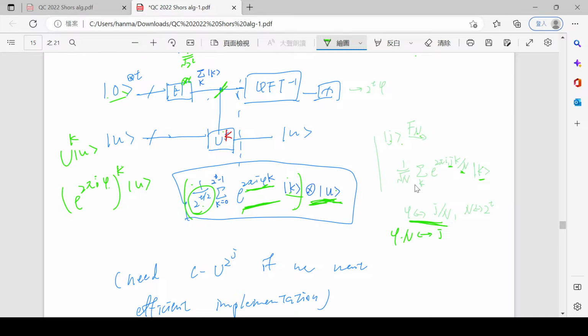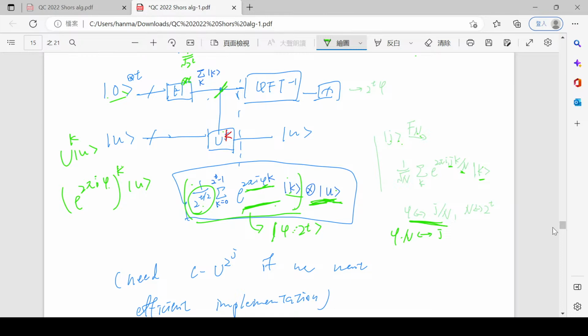Now, we know Fourier transform has an inverse. So if you apply the inverse Fourier transform on this, then you will get back j, which is equal to psi times n, and n is 2 to the t. Okay. So if you get Q of t minus 1, then this part will become psi times 2 to the t. Okay? We do this. Or you can do brute force calculation with all the cancellation.